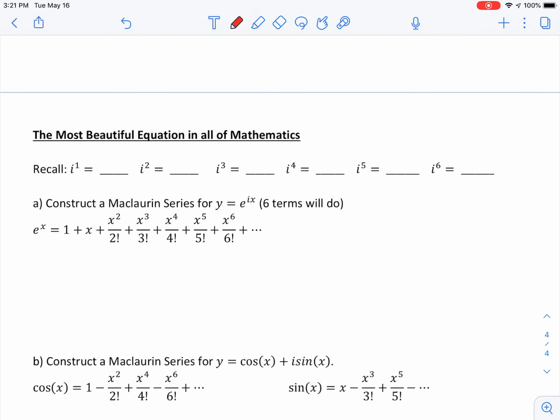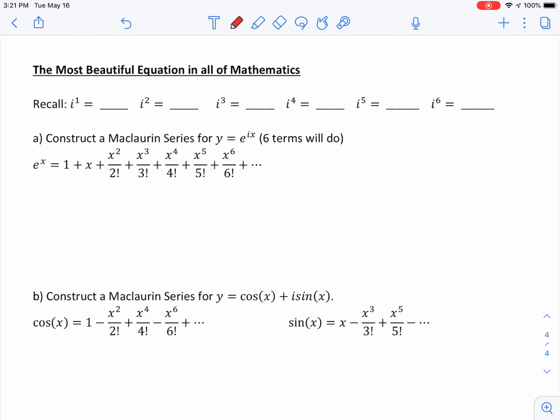Hey y'all, today we're going to prove one of the most beautiful equations of all of mathematics. It is Euler's identity. It is, in my opinion, the most elegant equation in mathematics. It ties together all the major elements of math into a nice, simple formula. Well, let's get started.